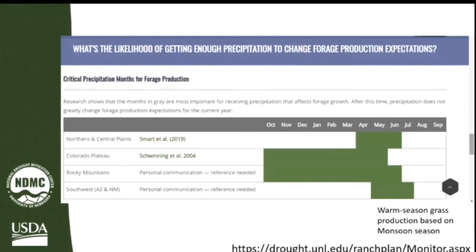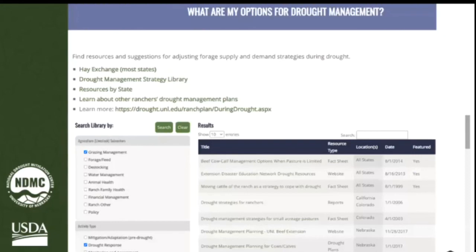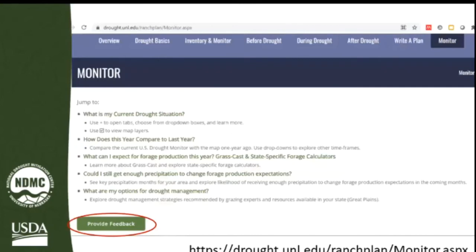This is really in process, but that timing, knowing which are the months that I really need precipitation, and so when do I need to monitor and make decisions, is something that we're trying to think about for different regions. Obviously, it's harder to nail down for some regions than others. And then finally, we just wanted to make it really easy for folks to be like, okay, what are my options? What are some best management practices? So there's a link to a drought management strategy library and resources by state and some other things there. So again, this is in process.